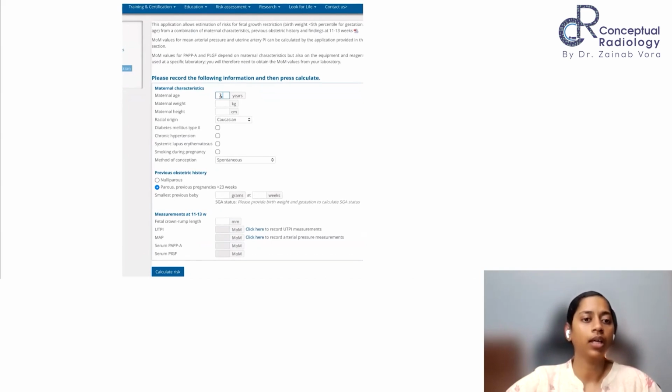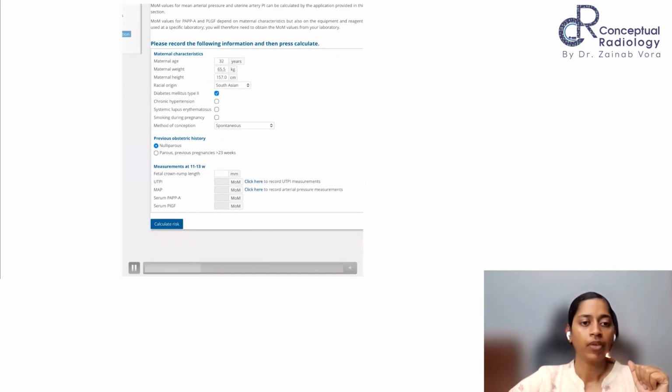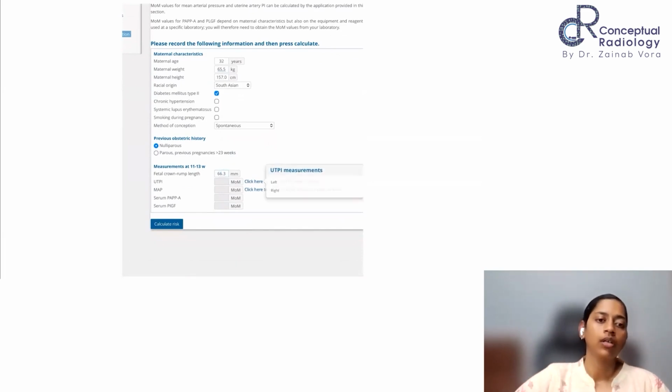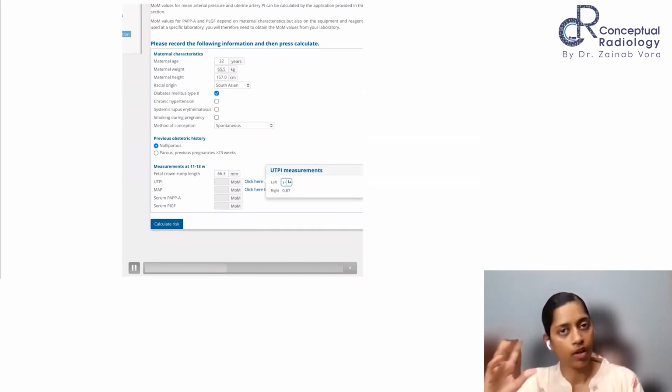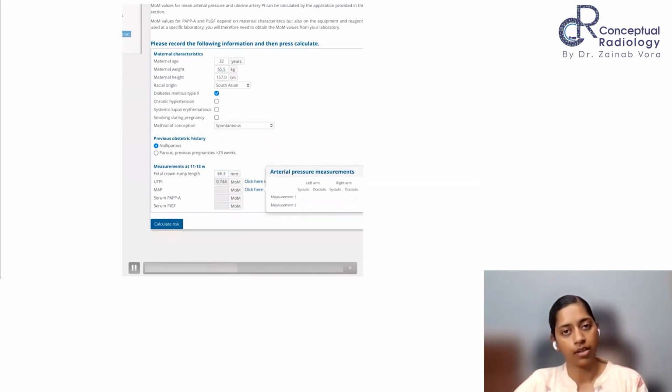So again, you will fill the age, weight, height of the patient, racial origin. We are in South Asia, so South Asian, and any pre-existing conditions if the patient has. So previous obstetric history needs to be taken in detail, and then the NT scan, biometry, and uterine artery Doppler. So both of these, the blood pressure and uterine artery Doppler multiples of median, which we got where you were calculating the FGR, you're going to use the same MoM directly here, and then you will calculate the risk.